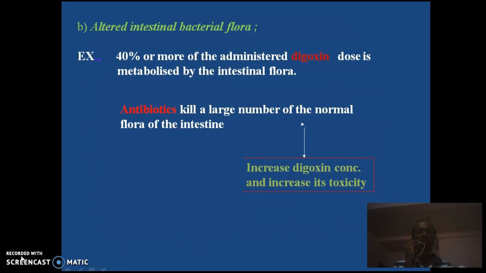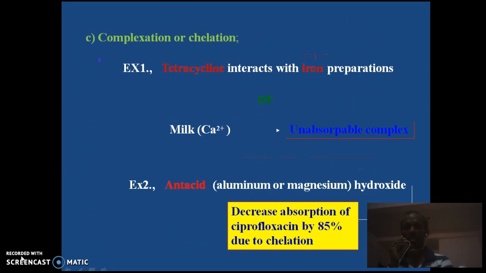The second possible mechanism is altered intestinal bacterial flora. Antibiotics, when co-administered with digoxin, increase digoxin concentration and increase its toxicity by killing a large number of the normal flora of the intestine. The third mechanism involved is complexation or chelation. Tetracyclines, when co-administered with milk or iron preparations, result in the formation of an unabsorbable complex.